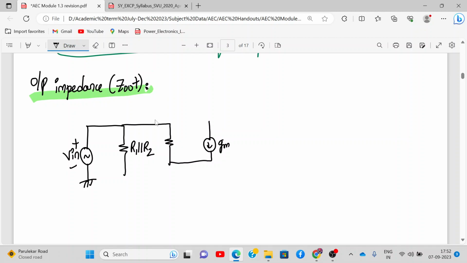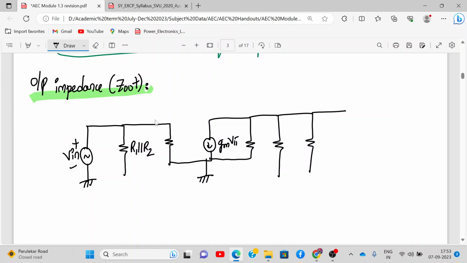Okay. This is gm v pi. This is RO, RC. This is going to the ground. This is RL, and here at the output I'll connect something, right? RC, RL, RO, this is going to the ground. This is R pi, this is plus minus v pi. Alright, this was the circuit, right?